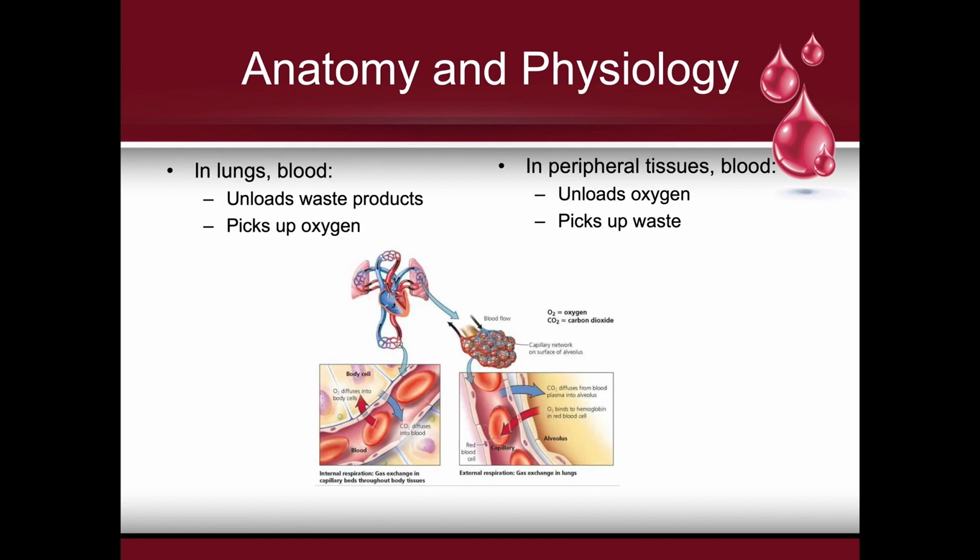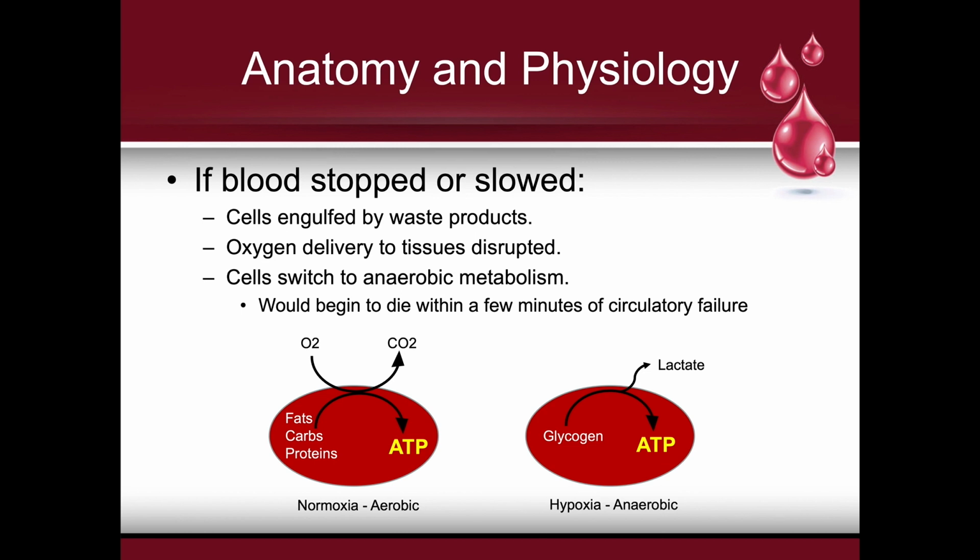In the lungs, blood unloads gaseous waste products and picks up oxygen. So CO2 is the waste product we're most familiar with from aerobic metabolism. It's produced when you're trying to create ATP, which is that energy that our body needs and utilizes. And then the process is reversed in peripheral tissues, and blood unloads oxygen and picks up that waste, which then circulates back to the lungs, and then you exchange the waste product for, of course, the oxygen.